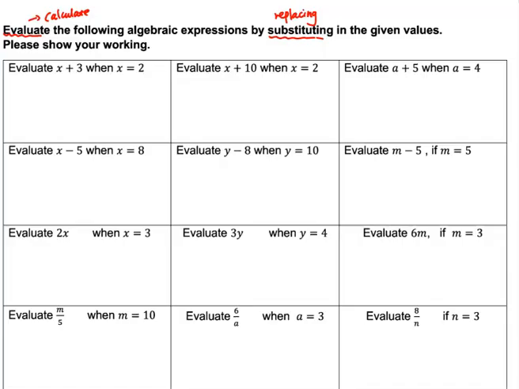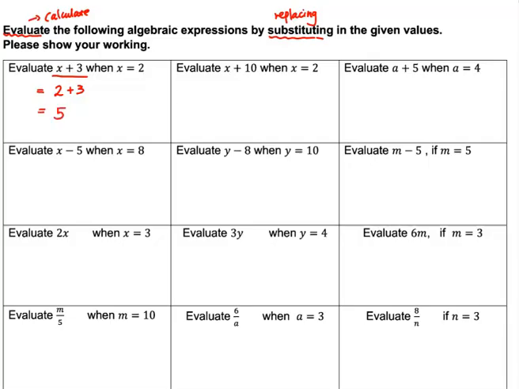So let's have a look at the first one. Evaluate x plus 3 when x is 2. So what we're going to evaluate is x plus 3, this whole thing, and it told us the specific value for x is 2 for this case. So you replace this x with 2. So we have 2 plus 3 gives us 5.